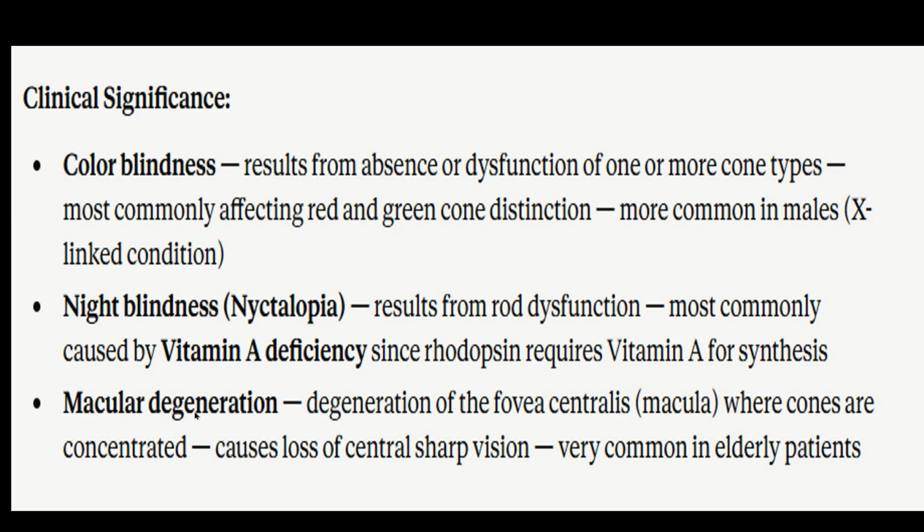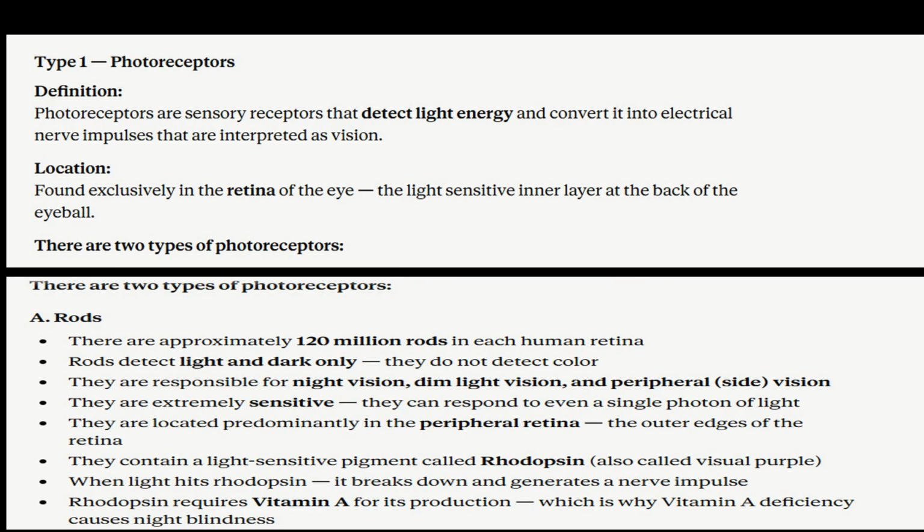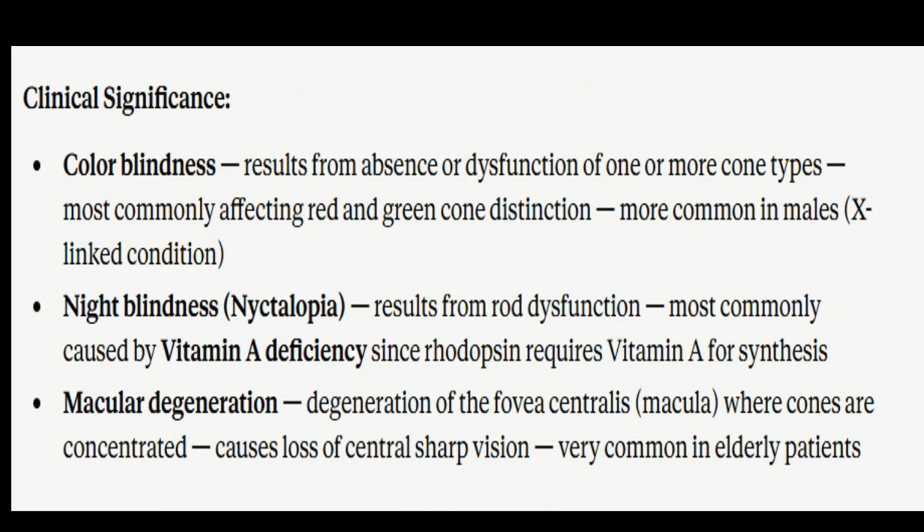Next is macular degeneration. Degeneration of the fovea centralis and macula, where cones are concentrated, causes the loss of central sharp vision, which is very common in elderly patients. So these are the three clinical significances that we should know, because currently we are learning about photoreceptors, so at least we should have an idea of what kind of disease can be caused by what.